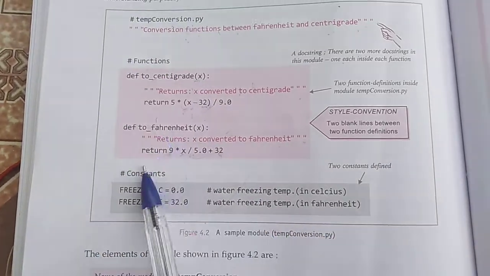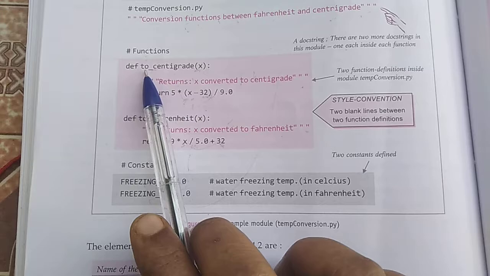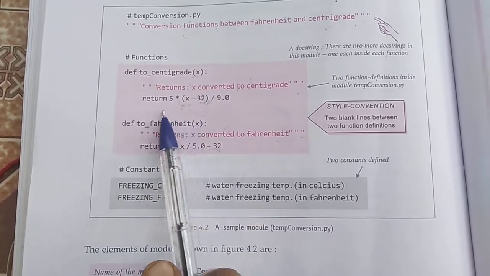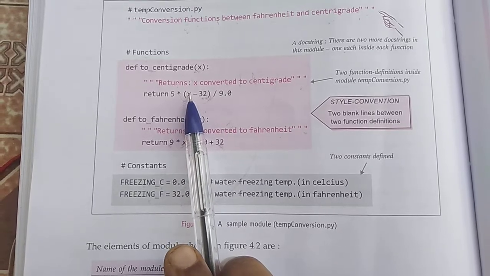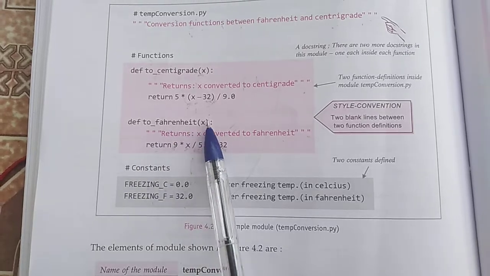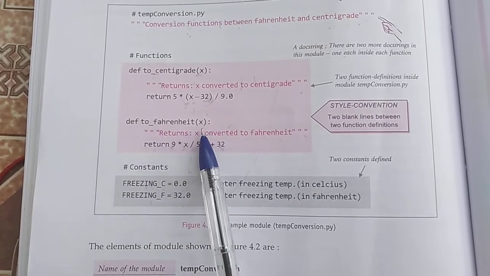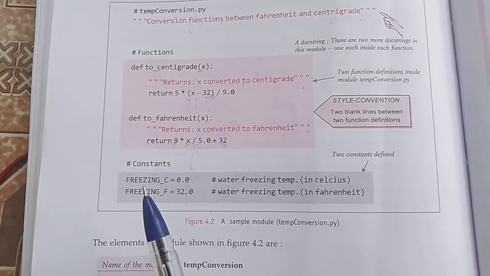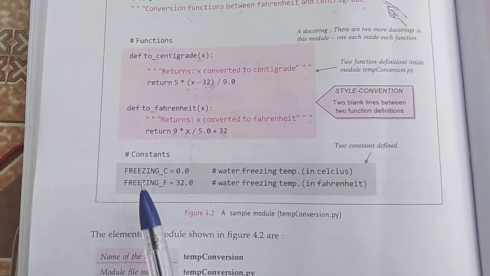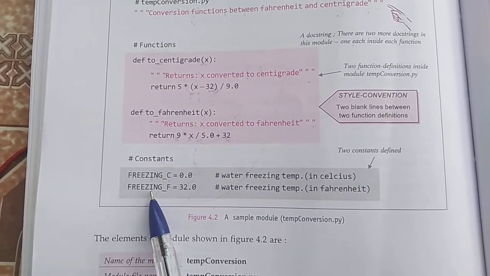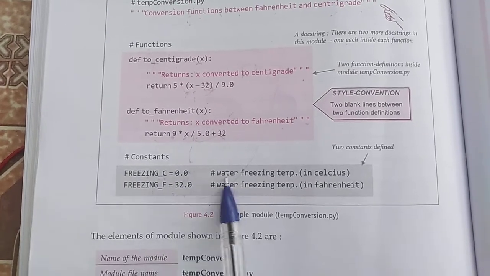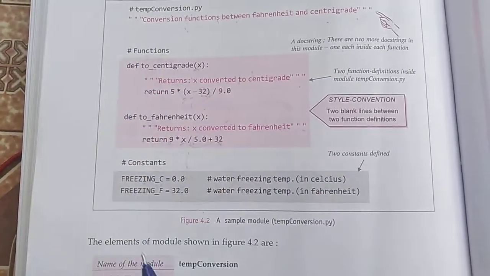Then we have two user defined functions there, def to_centigrade_of. This function is going to receive one argument and, after performing the calculation, will return the value to the calling place. Again we have another function, def to_fahrenheit_of, which also receives one argument, calculates with that value and returns it to the calling place. Now here we have two values, freezing_centigrade and freezing_fahrenheit, which are assigned with these two constants.